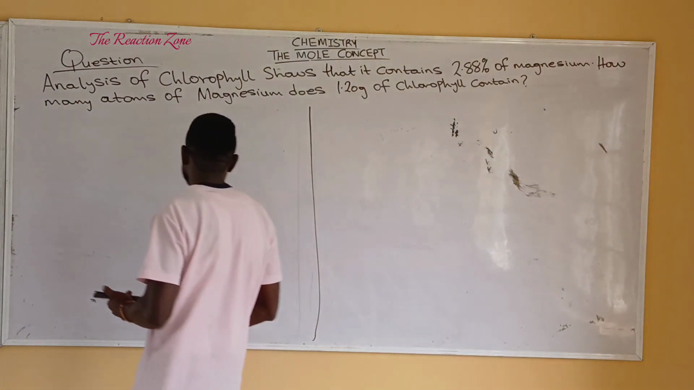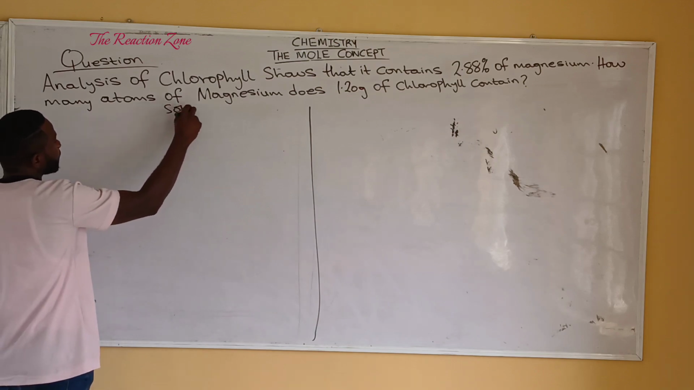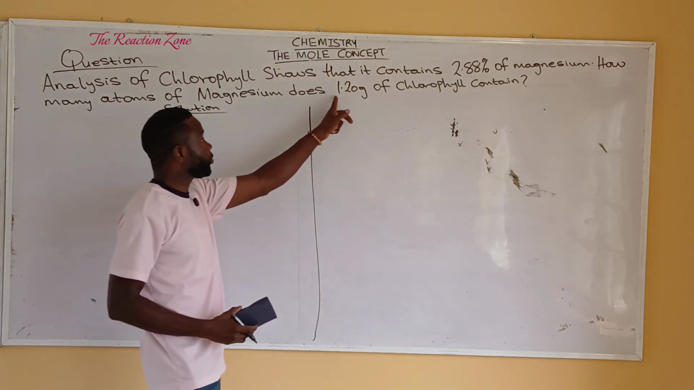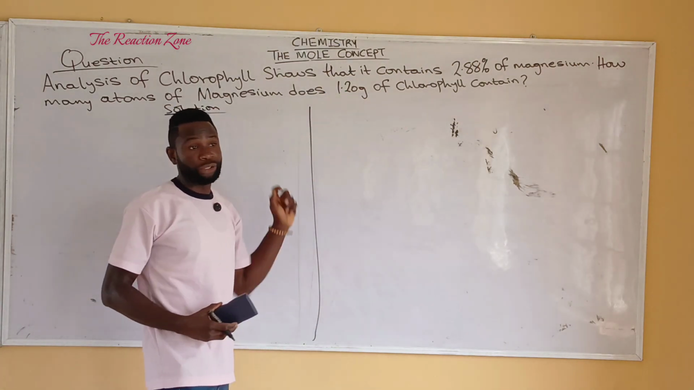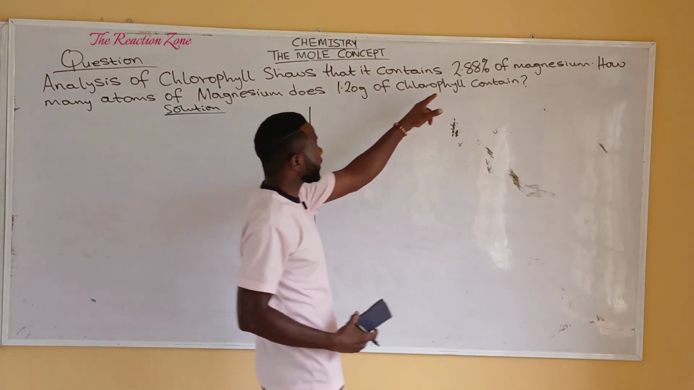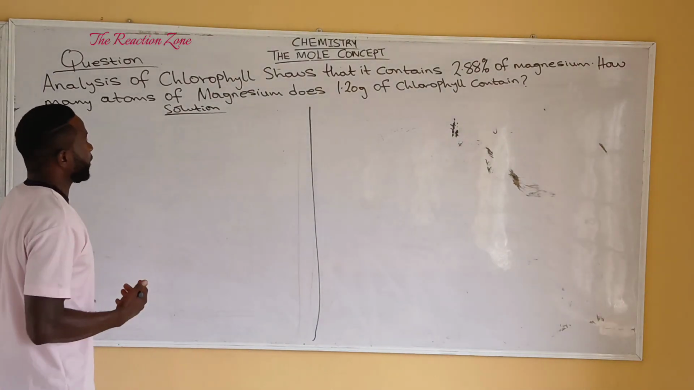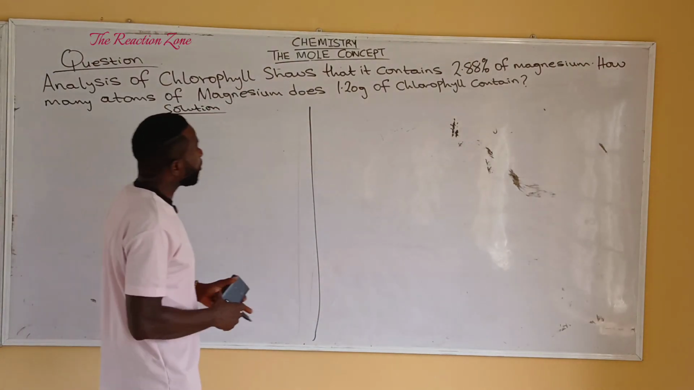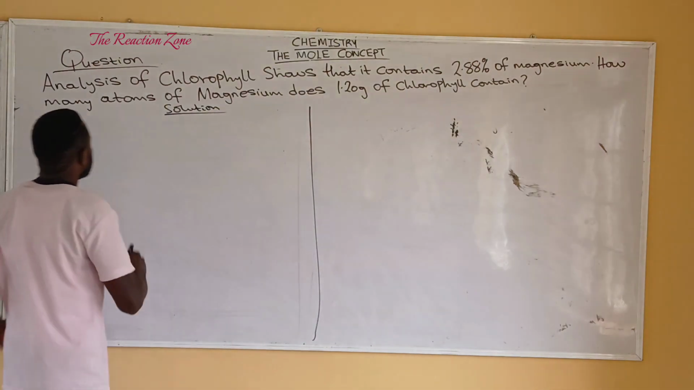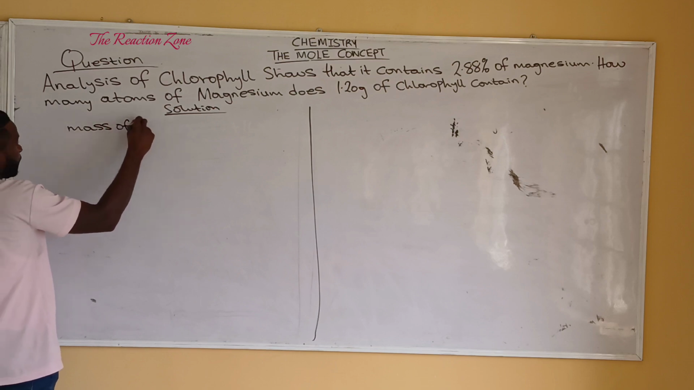To solve this question, we need to first of all find how much of this 1.20 gram of chlorophyll is magnesium. Because the question tells us that chlorophyll contains 2.88% of magnesium. So the first thing we need to find is the quantity of magnesium that is present in 1.20 grams of chlorophyll.